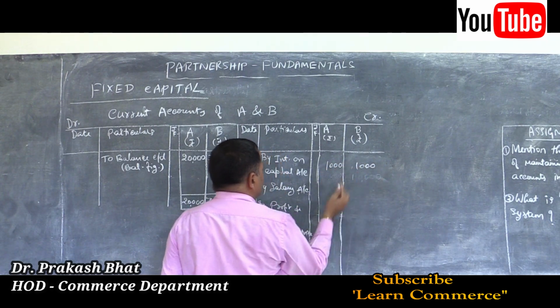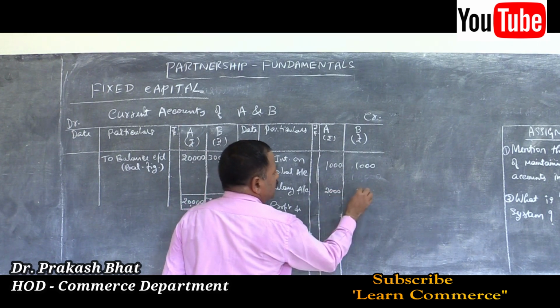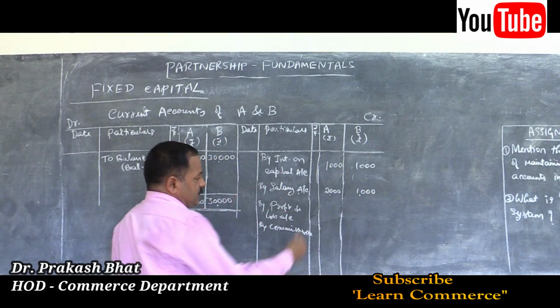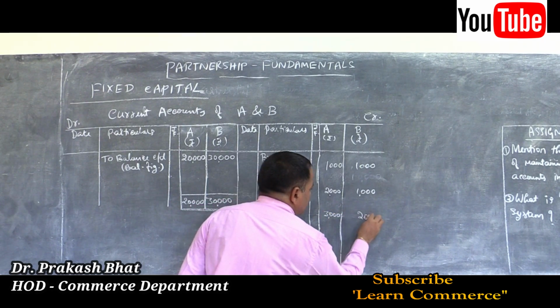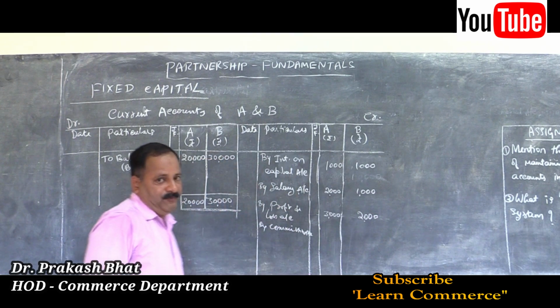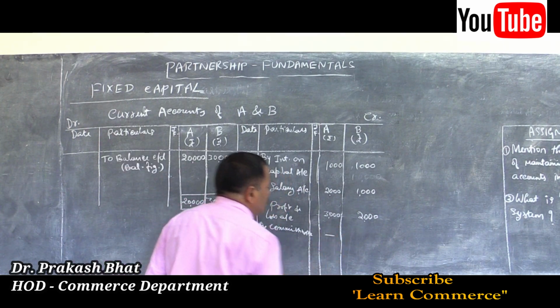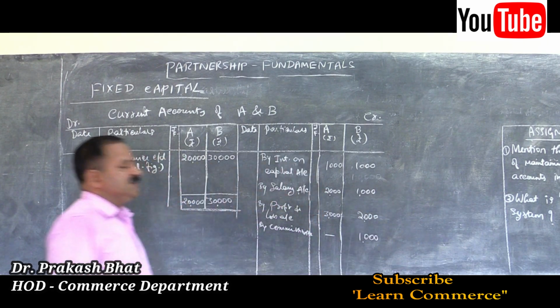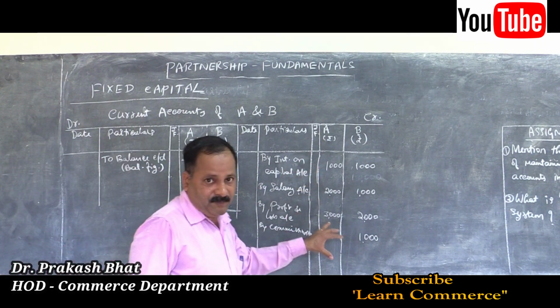1,000. Here I will take it as 2,000. And here 1,000. Then profit and loss. This partner will get 3,000. And here this person will get 2,000, maybe 3:2 ratio. Then commission account, no commission to A, only 1,000 rupees commission to B.